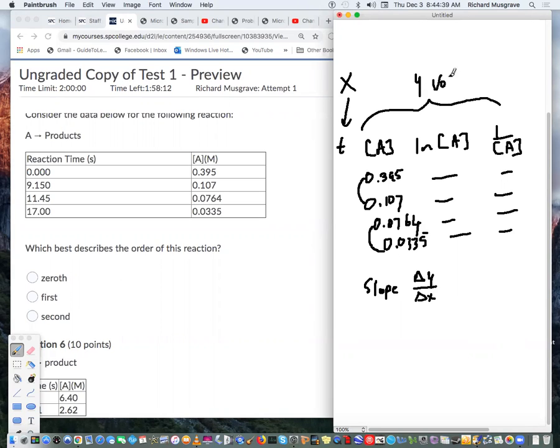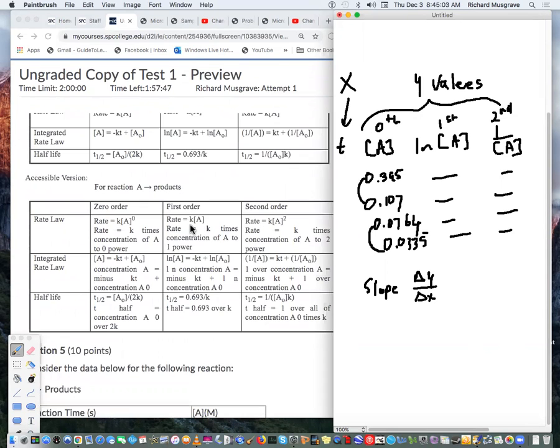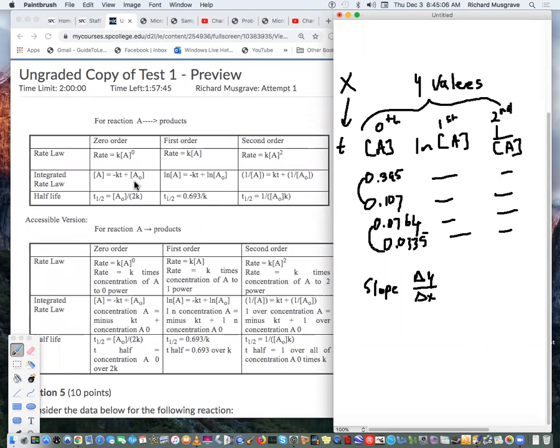So whichever one comes out to be close on the slope comparisons, that's the one that the order is. And this is 0 order, this is first order, and this is second order. And we know that from up here, where I've given you the integrated rate laws, which are the 0 order is A, first order is log of A, second order is 1 over A.